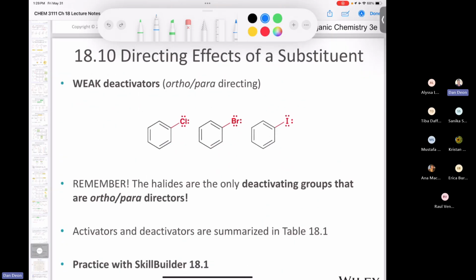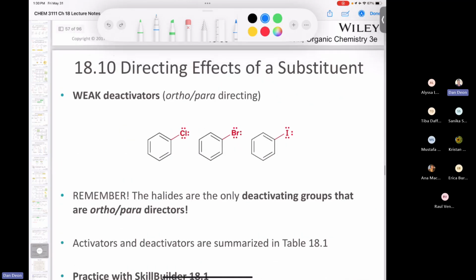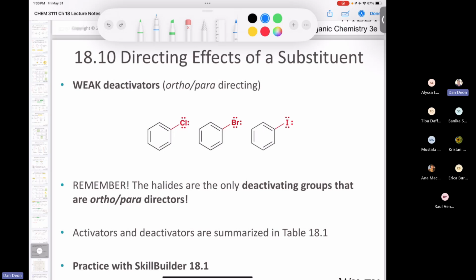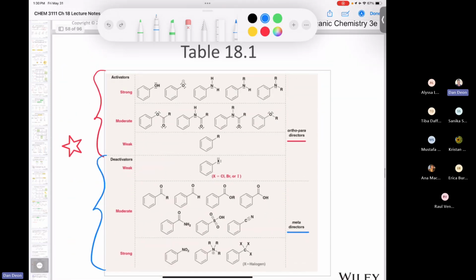The halogens are weak deactivators, but remember, they're an exception because they don't direct to the meta position, they direct to the ortho and para position. And if we go back here, I didn't really summarize it, but I've talked about it a few times already today, is that the strong and moderate deactivators are going to direct to the meta position. It's just the weak deactivators, the halogens, which are an exception, which direct to the ortho position and the para position. So everything is summarized on table 18.1.